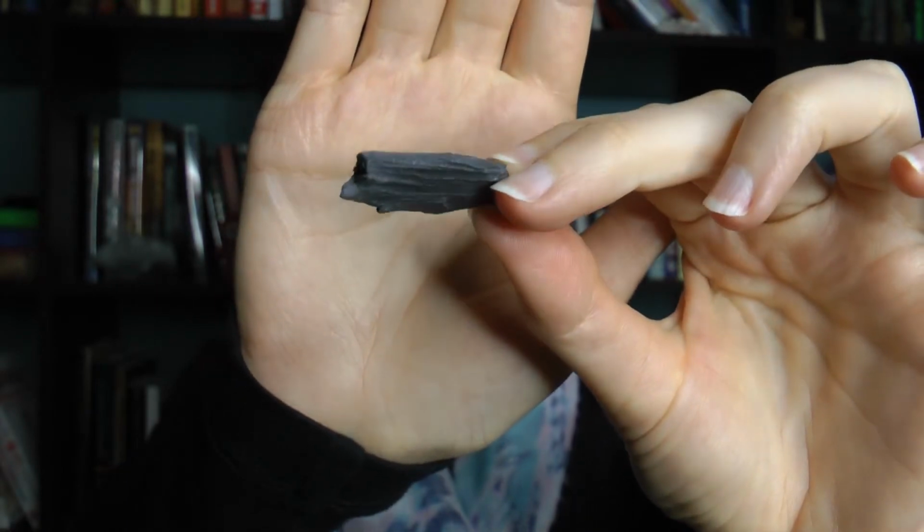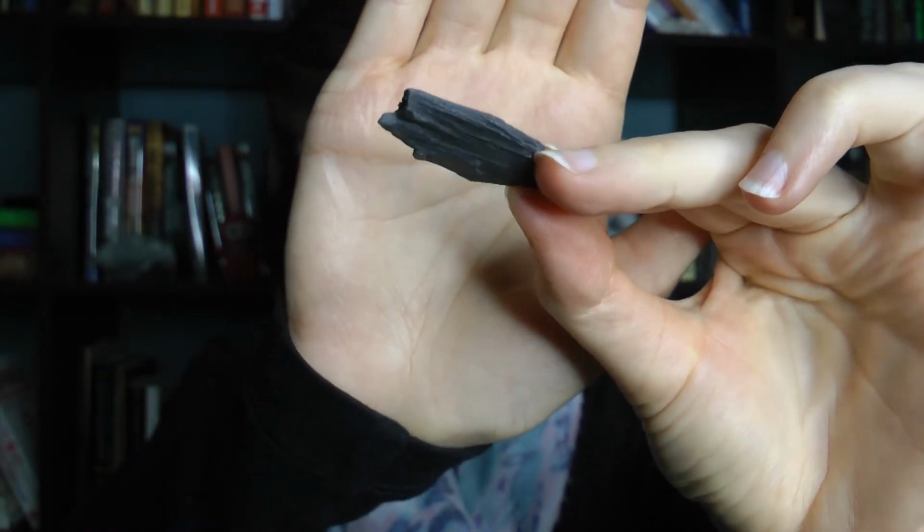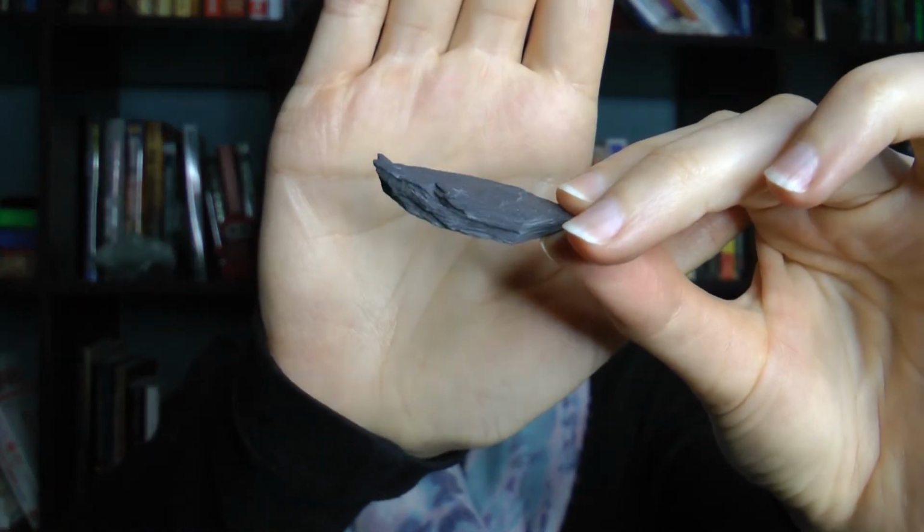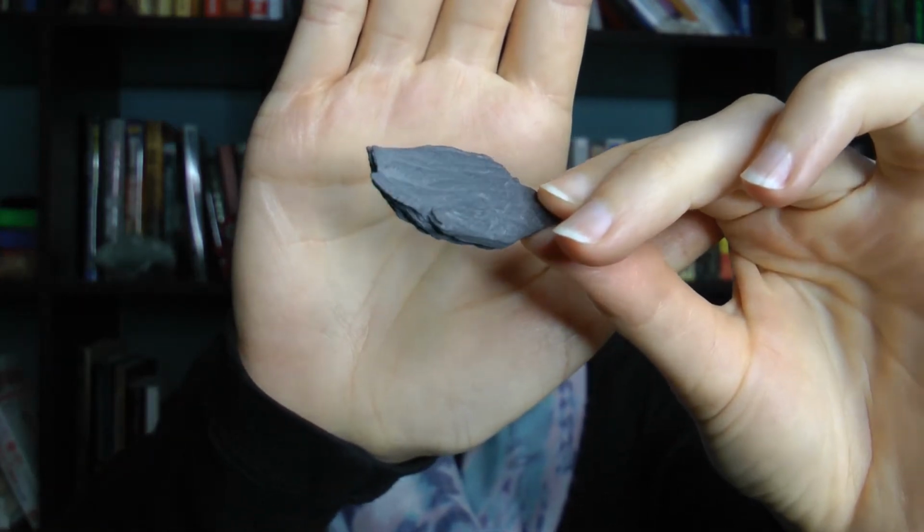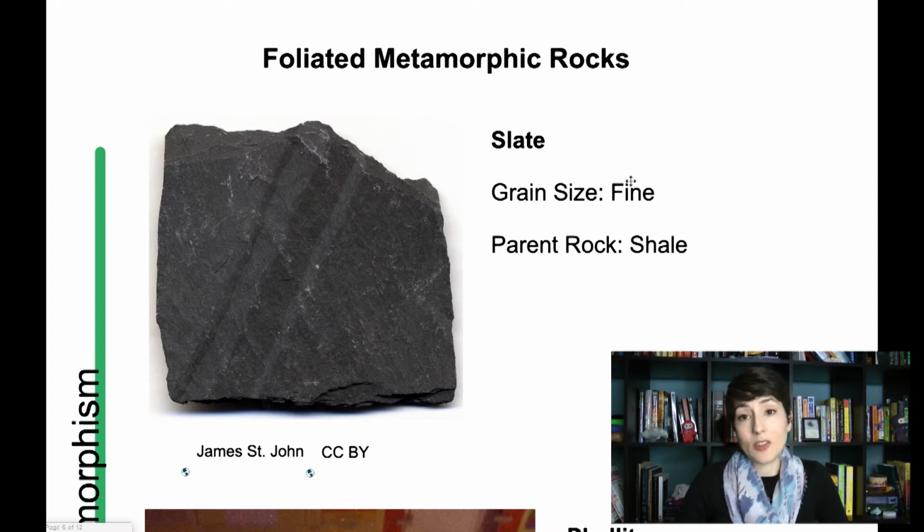Here's another sample of slate. Notice how there are some nice layers that you can see. Slate tends to be a little bit harder than shale. Remember, shale broke very, very easily because it was so poorly cemented. Slate is a little bit stronger than shale.